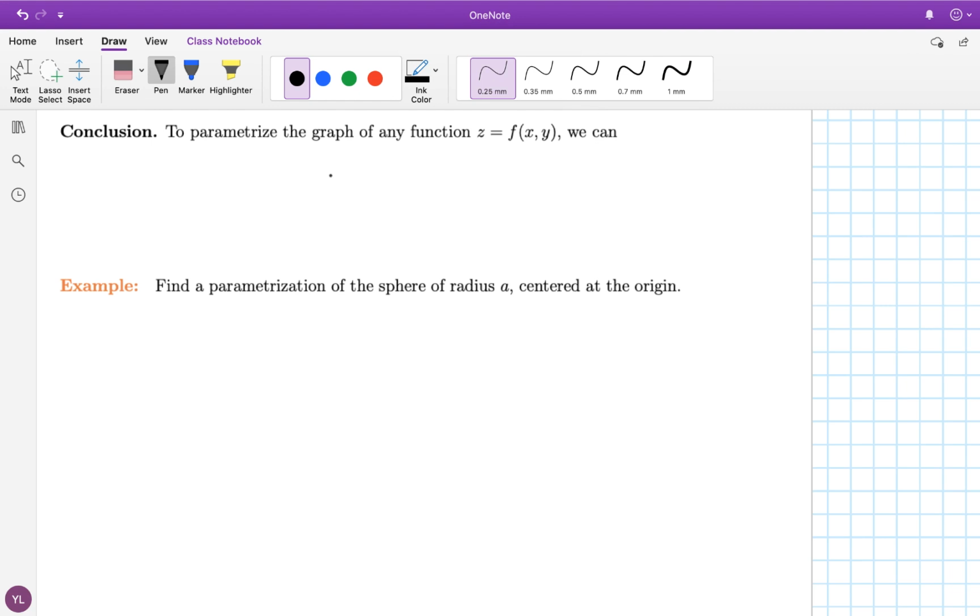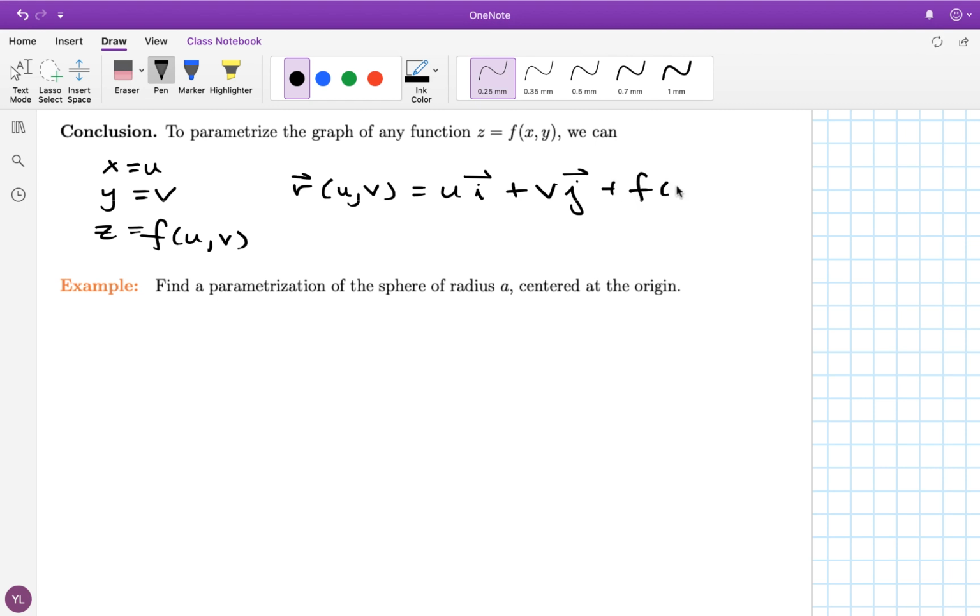Okay, so to summarize, if you have a surface described by a function like this, then to parameterize it, you can do this. Not that. And then range the parameters however you like. So that is building a parameterization r(u,v), which is u, v, f(u,v).